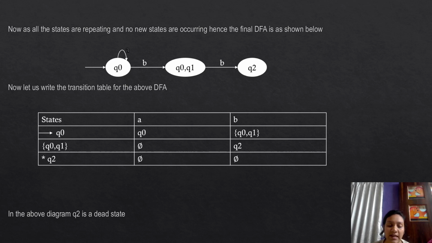So now in the transition table, we have taken an arrow mark next to Q naught, which depicts the starting state or the initial state of the DFA. And next to Q2, we have made a star symbol, which denotes the final state of the DFA. Now in the above diagram, as we can see, Q naught is not moving further towards A or B. It is not getting transited anywhere. So in the above diagram, Q naught will be a dead state.